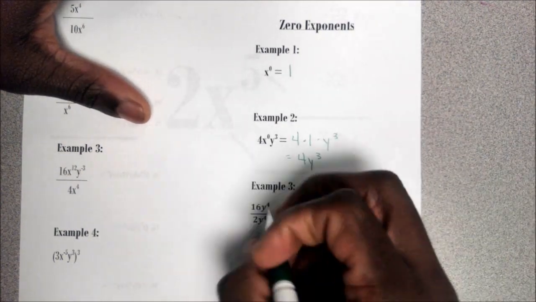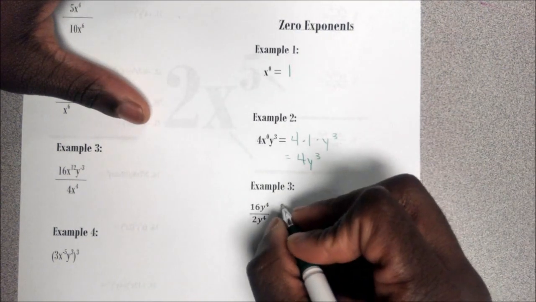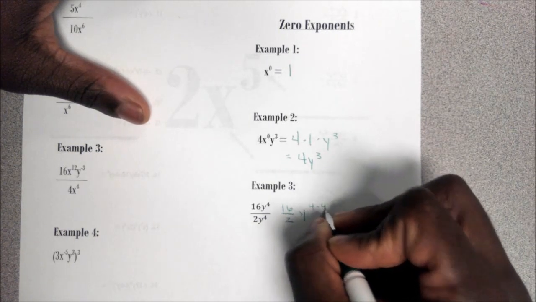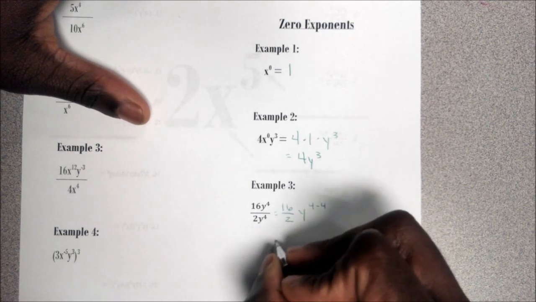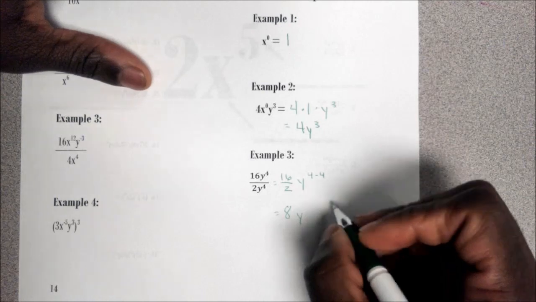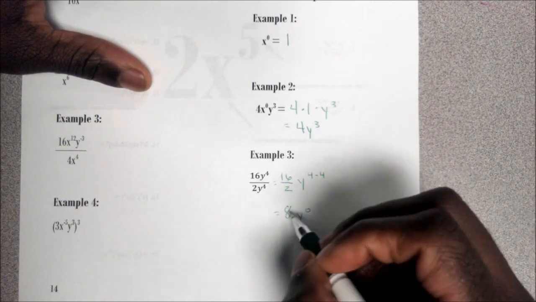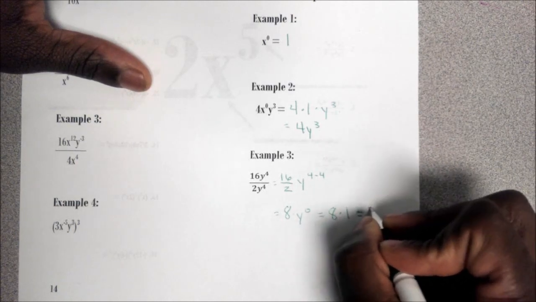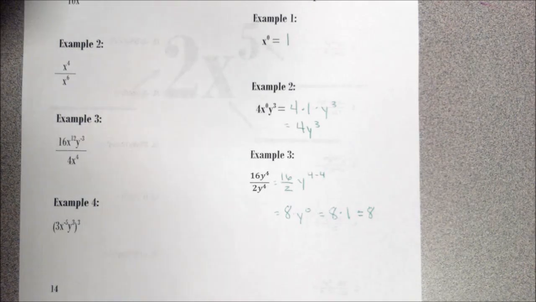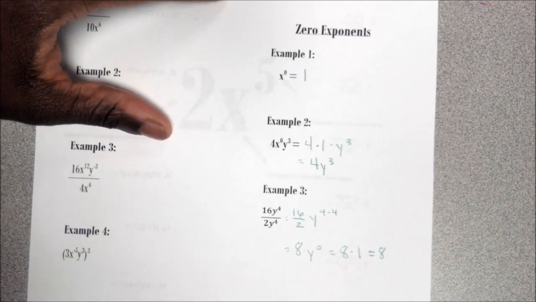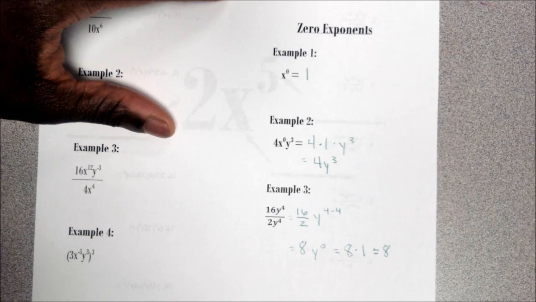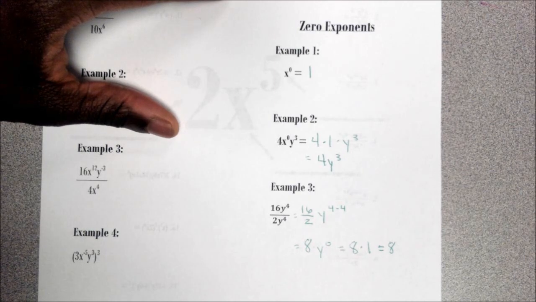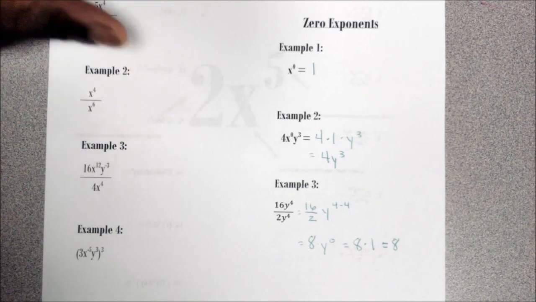Easy. Then here, again, we're going to divide the coefficients. 16 divided by 2, y to the 4th minus 4. You can get 8 times y to the 0, which is 8 times 1, which is 8. So, we know zero exponents. Anything to the 0 is 1. You just replace that factor to the 0 power with 1, and you multiply. Again, it doesn't just disappear, it just equals 1, and anything times 1 is itself.